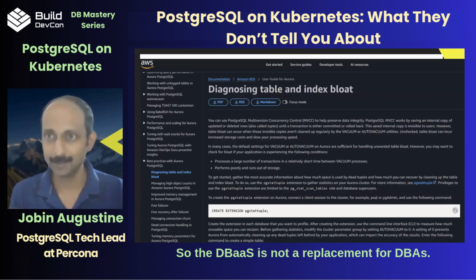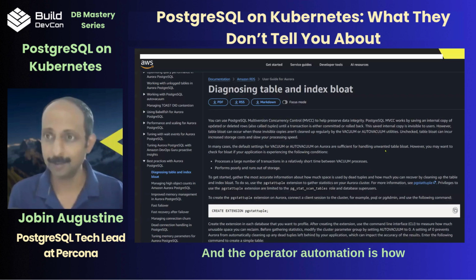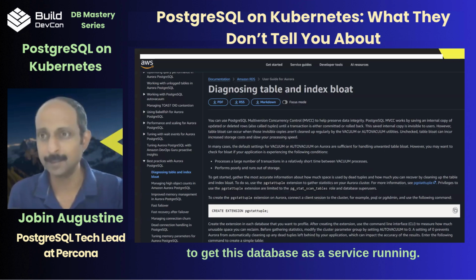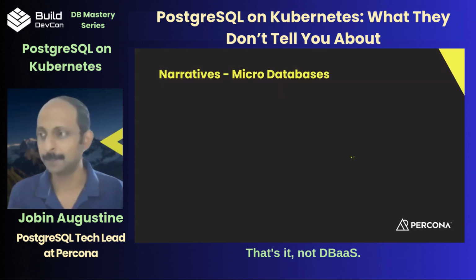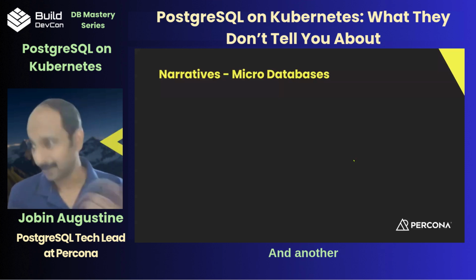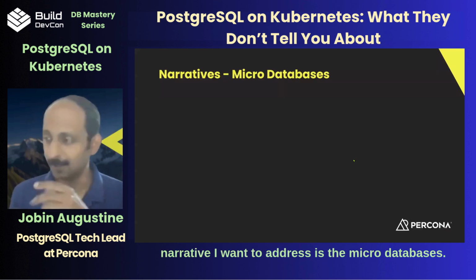DBaaS is not a replacement for DBAs. And the operator automation is how to get this database as a service running. That's it, not DBAs. And another narrative which I want to address is micro databases.